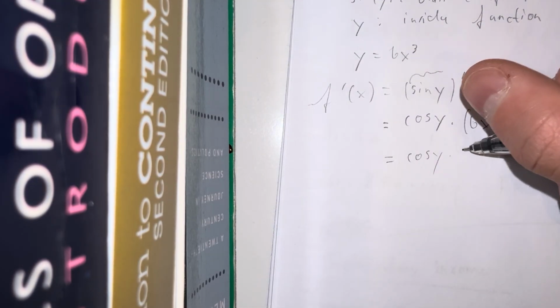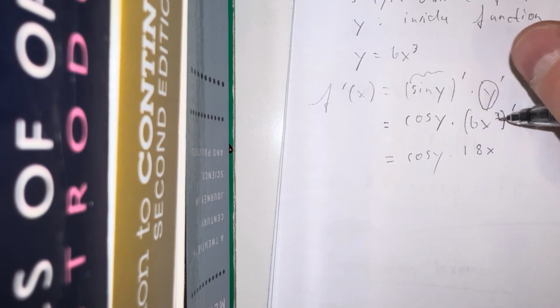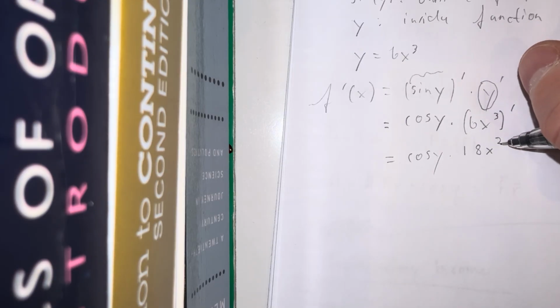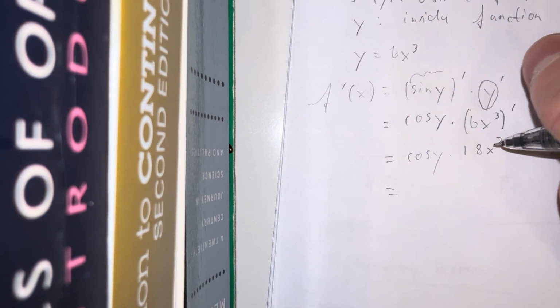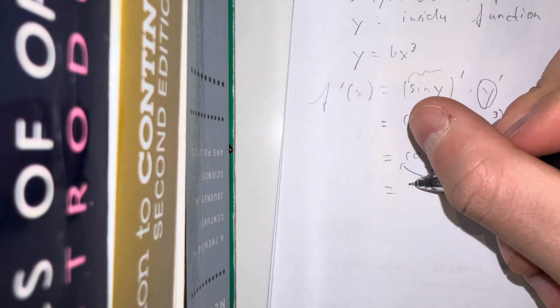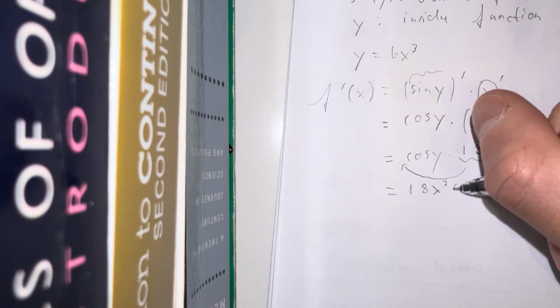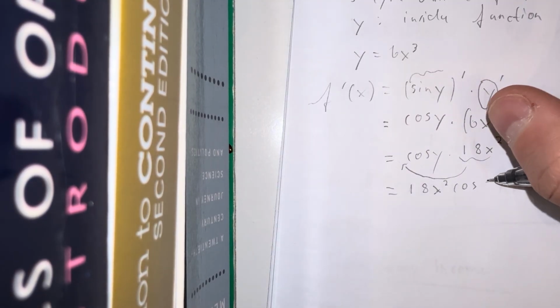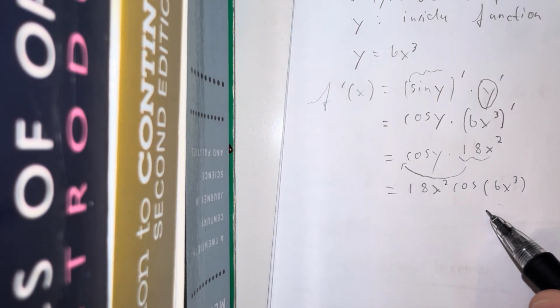Three times 6, 18x. Reduce 3 to 2. I substitute this expression back in for y, and I move all this to the start to make it more clear. 18x squared cosine 6x cubed. And that's our final answer.